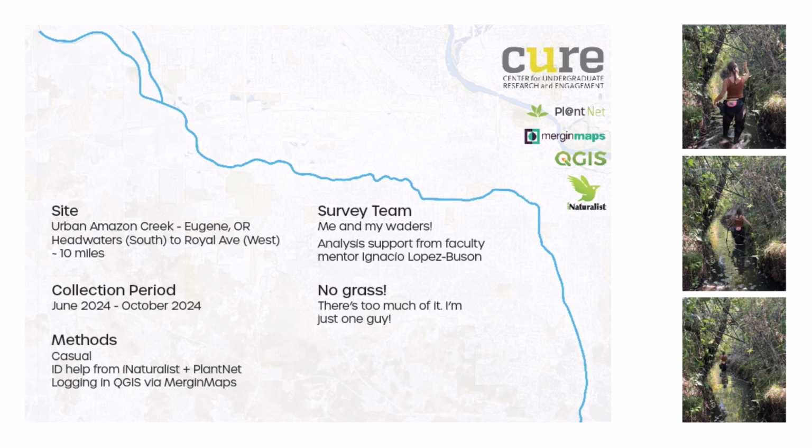I mapped species makeup and concentration of shrubs and forbs, with the exception of grasses, which dominate throughout and were just beyond my capacity. There's too much of them. They really just need their own survey.